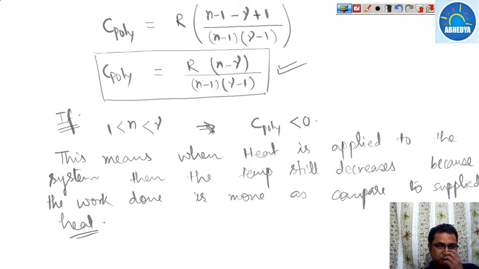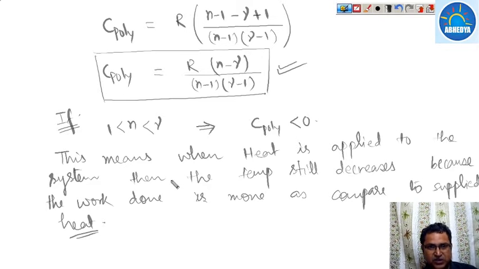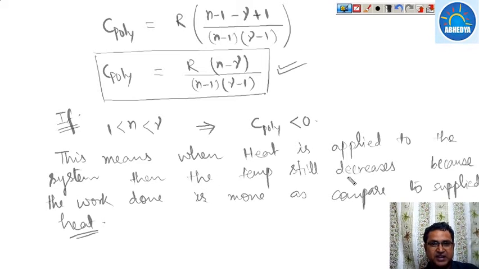As compared to the supplied heat, the work done is more, so all the heat which is given to the system is basically consumed, and since it is being consumed, the temperature decreases. Since temperature decreases, T2 minus T1 will be negative, so C polytropic into this will be a positive quantity. The reason is that when the value of n lies between 1 to gamma, work done is more as compared to the heat supplied, and in that case C polytropic will be a negative quantity.